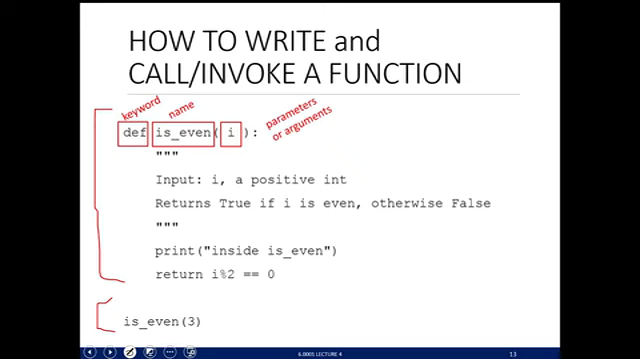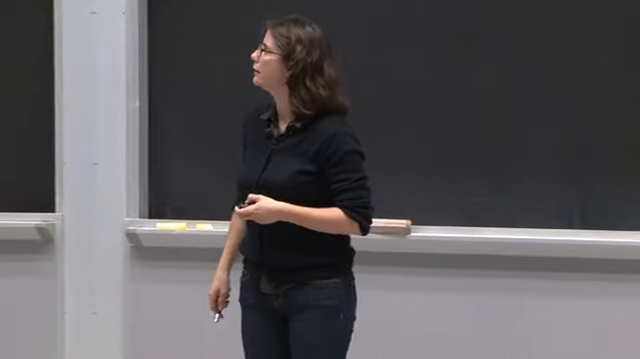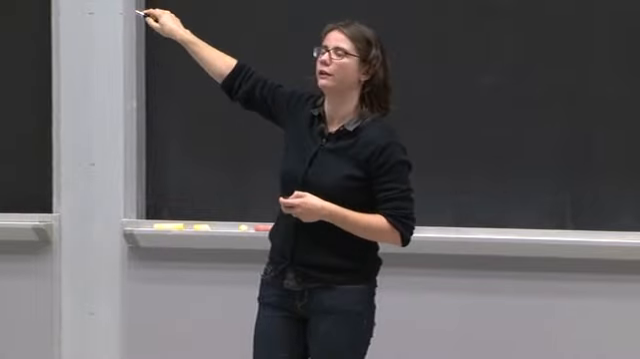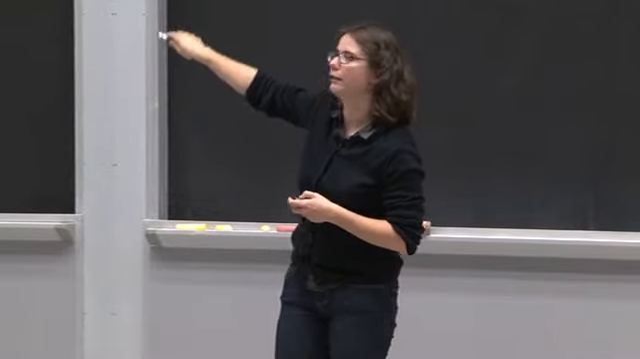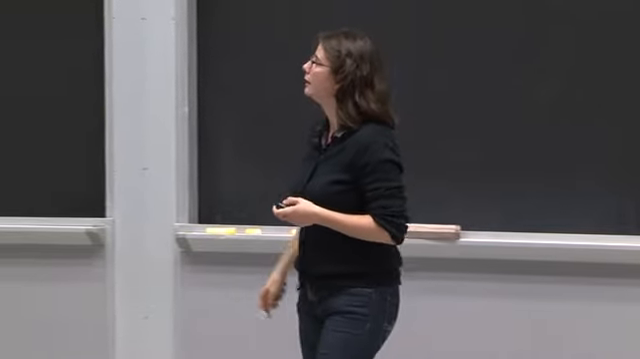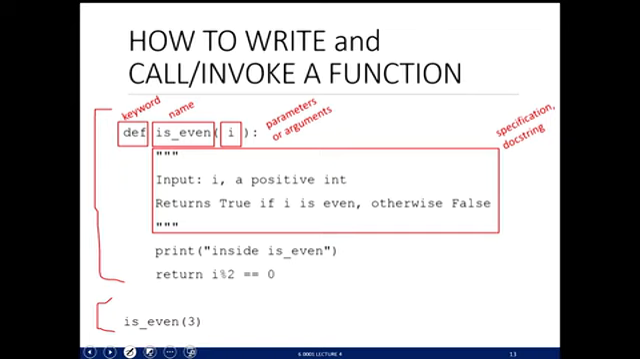And these parameters are the inputs to the function. And then you do a colon. Okay? So this is the first line of the function definition. And after this, everything that's going to be part of the function is going to be indented. The next part is going to be the docstring or the specification. And this is how we achieve abstraction using functions.